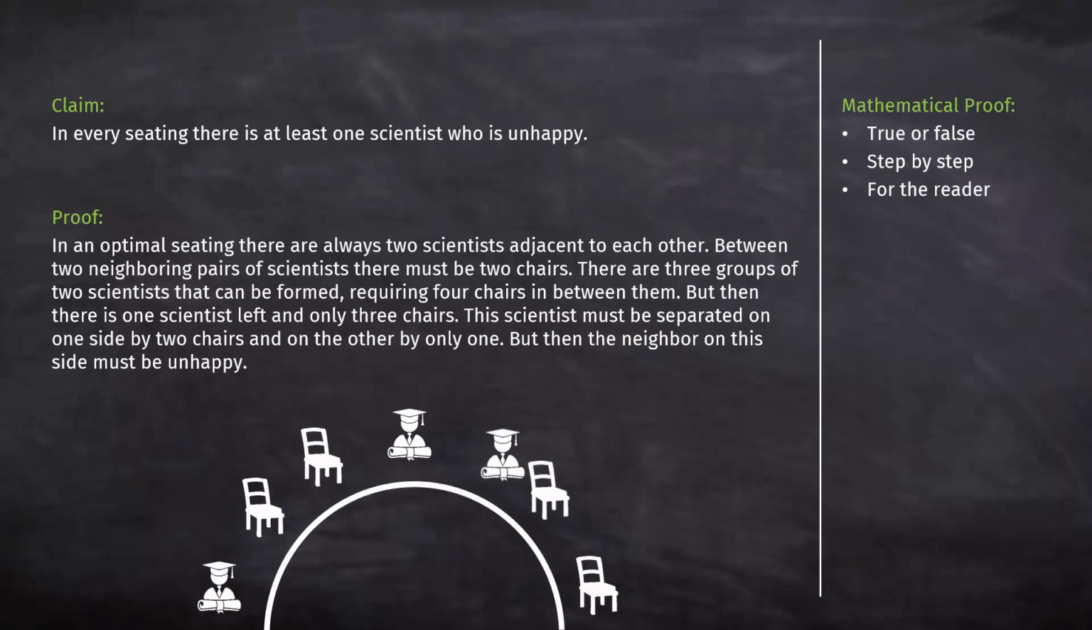So we might as well group the scientists into pairs of two. And then between every pair of pairs, there need to be at least two empty chairs. Now we can do this and we can make 3 pairs of scientists, but then we're still left with a single last scientist. And if we carefully count how many chairs we have, then we cannot make this last scientist happy, because there are not enough chairs left anymore.